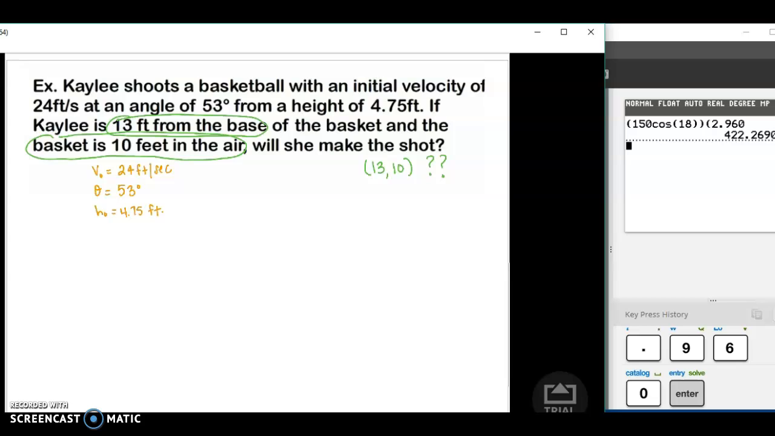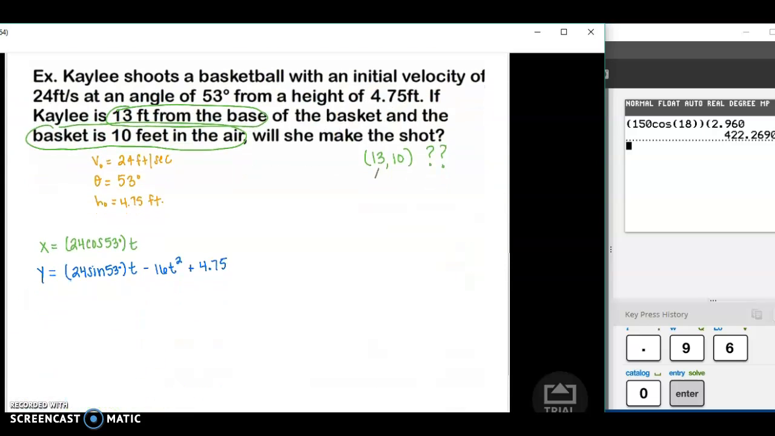So we're going to make our equation, using the formulas for the horizontal distance. So it is V naught, which is 24, cosine of the angle, which is 53 degrees, times the time. So there's our x equation. And then our y equation is going to be 24 sine of 53 degrees times t minus 1/2 times 32, so that's going to be minus our 16t squared, just like the last problem, and then plus our initial height, which is 4.75. So we plugged in just like we did our last one. So there's our set of parametric equations. We want to see if this x coordinate and y coordinate are going to work.